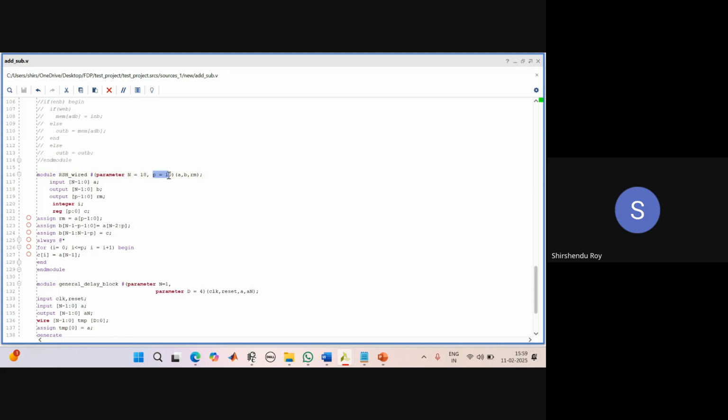P is the number of bits we want to shift in the right side. So P is the number of bits that we want to shift. That can be anything. So input A, output B, remainder is RM. Here we have just written some code. Assign RM. How many bits we want to put in the RM? That is P minus 120.